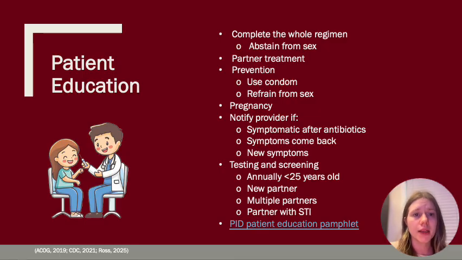So for testing, have at minimum annual screening for chlamydia and gonorrhea if sexually active, basically at the age of 25 years old or younger. Now, if the patient is older than 25 years old, we want them to get tested every time they have a new sexual partner, and then also if they have more than one sexual partner or a partner with a diagnosed STI. And then I attached a link for a PID patient education pamphlet that could be handed out to the patient and their partner.